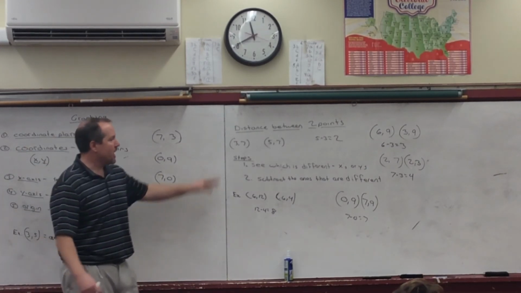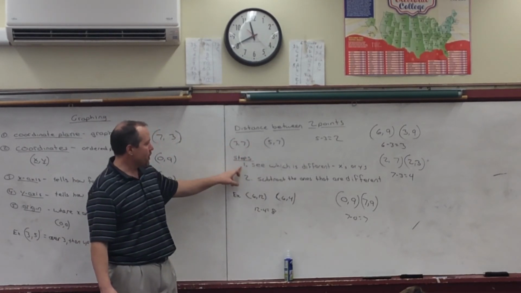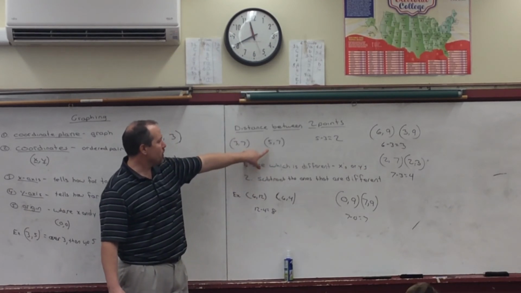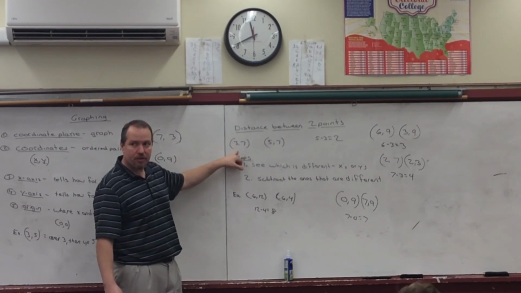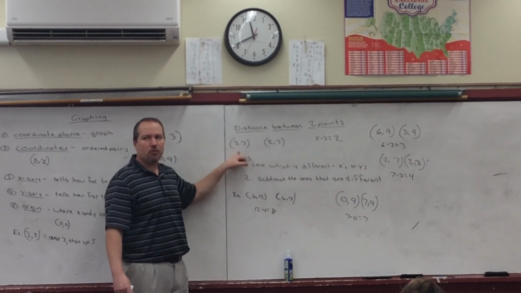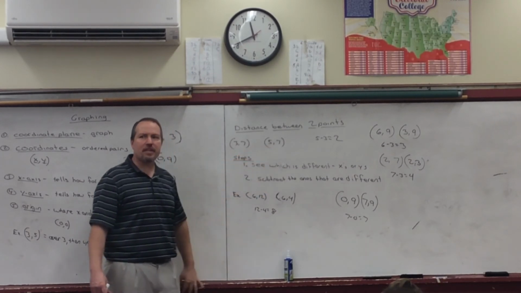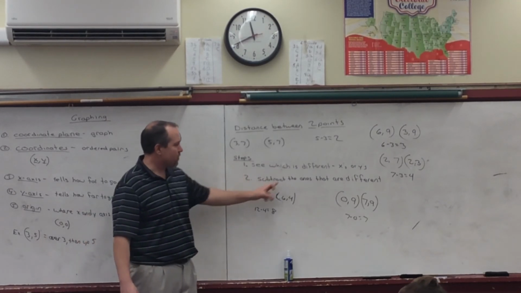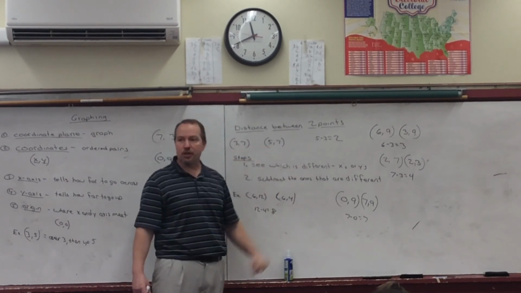The second part is find the distance between 2 points. Evan, the first thing we want to do is see which is different, the x's or the y's. In this situation, which are the x's? What's the x in this one? The x is 3. What's the x in this one? 5. What's the y in this one? 7. What's the y in this one? 7. So which is different, the x's or the y's? X's. So now once you found which is different, subtract them. To find the distance, we would take 5 minus 3, which is 2.